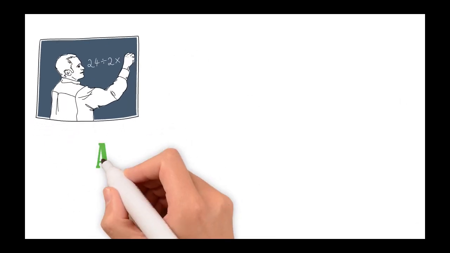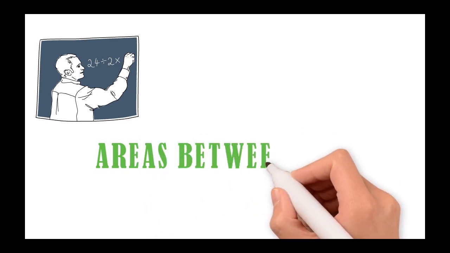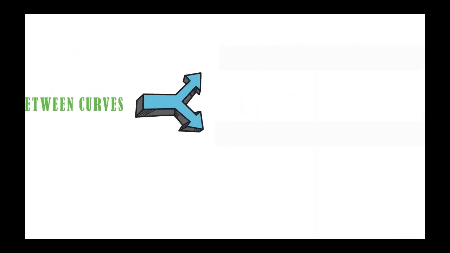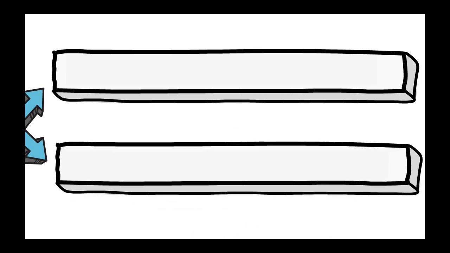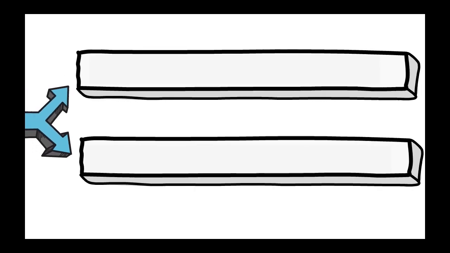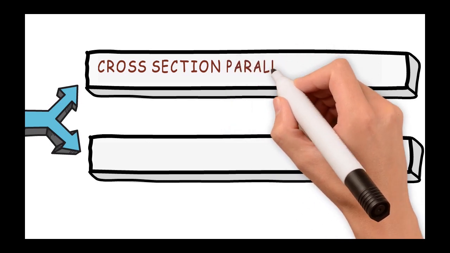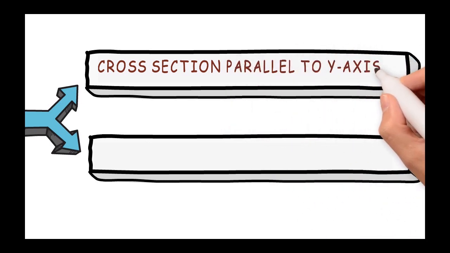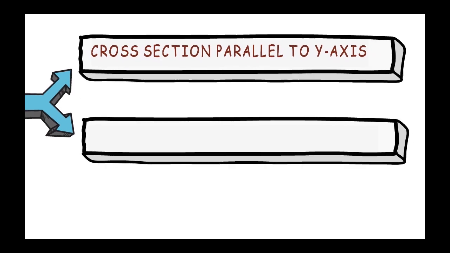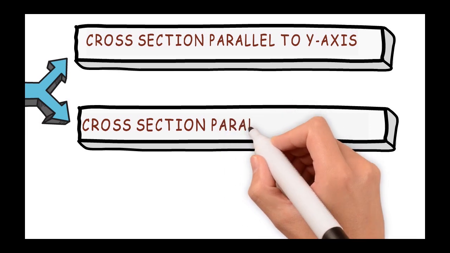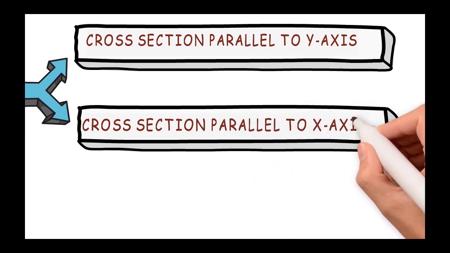Let's go into more detail on how to calculate area between curve using integration. Area between curve has two cases. First case is cross-section parallel to y-axis. And the second one is cross-section parallel to x-axis.